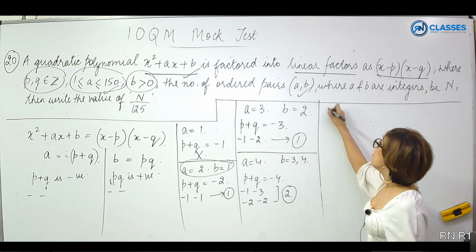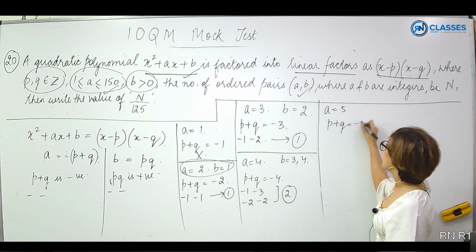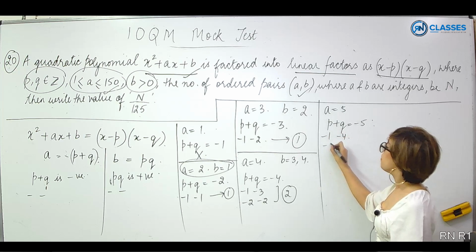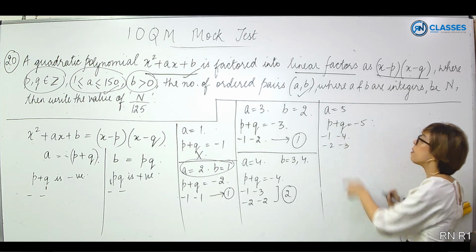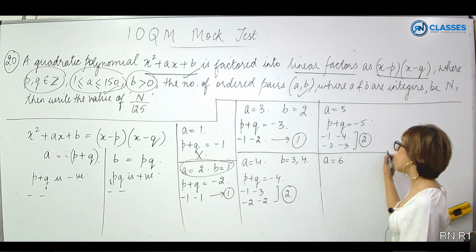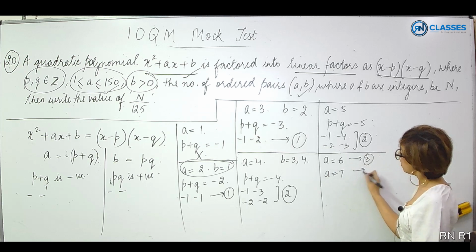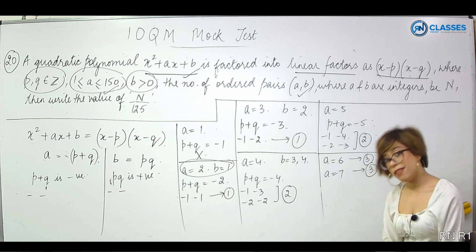Cool. Put A as 5 and I will get P plus Q is equal to minus 5. So minus 1, minus 4, then minus 2, minus 3. Then it will start repeating. I will get 2. Right? A is equal to 6, on the same line we can find it turns out to be 3. A is equal to 7 turns out to be 3. I think you can see the pattern very well.